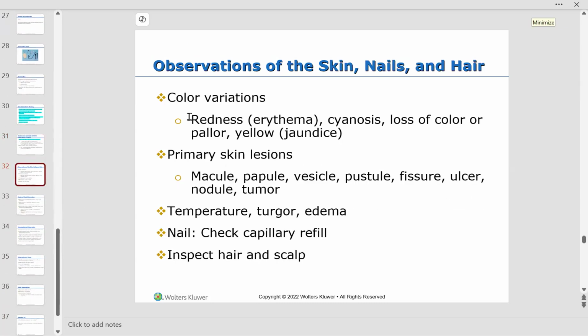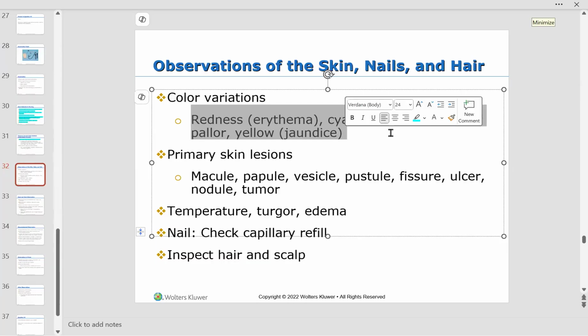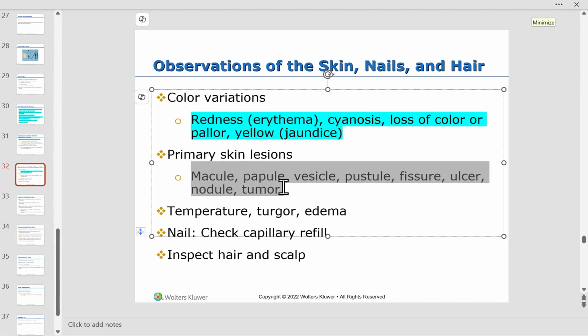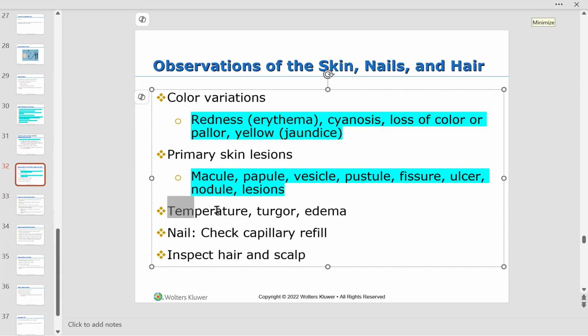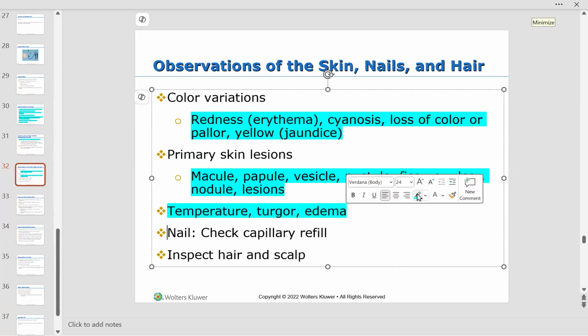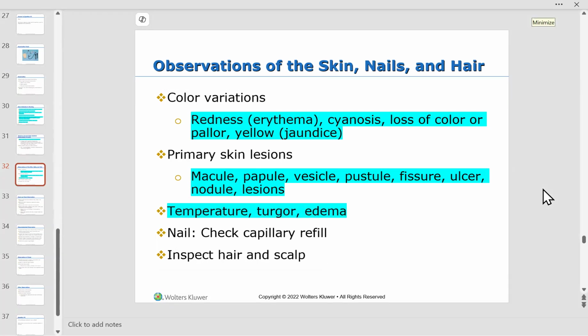You're looking at the skin. You're looking for erythema, cyanosis, or jaundice. You're looking at the skin also for macules, papules, vesicles, pustules, fissures, ulcers, nodules. And I'm going to call this last one a lesion, not a tumor. Any lesions, okay? And we'll learn what all those things mean, okay? What is their skin temperature? What is the skin turgor? And remember, you check for skin tenting right below the clavicle, not on the hand, all right?